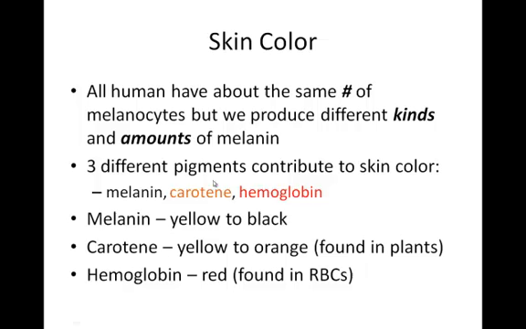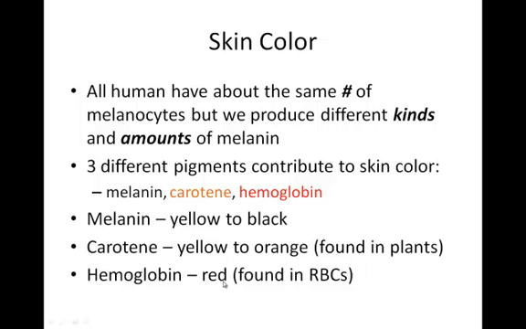Now here are the three different pigments that contribute to skin color. Melanin, and melanin can be yellow to brown to brownish red to black. There's carotene. We do not produce it. Our melanocytes do produce melanin. Carotene is a pigment that's yellow to orange, and it's found in plants. But if we eat enough of it, it can change our skin color. So yellow, you'll turn yellow if you eat enough plants.